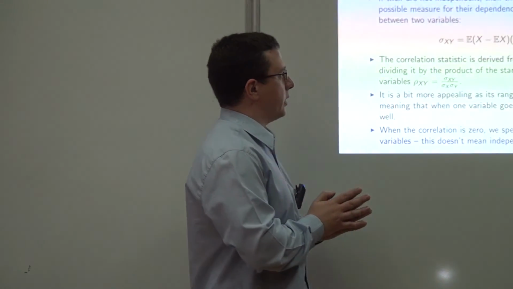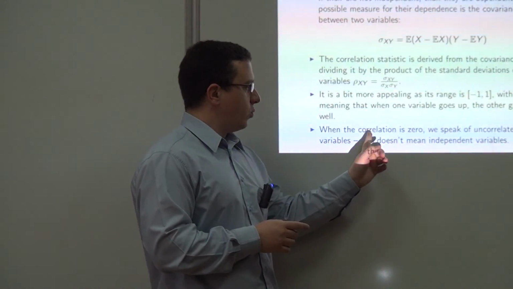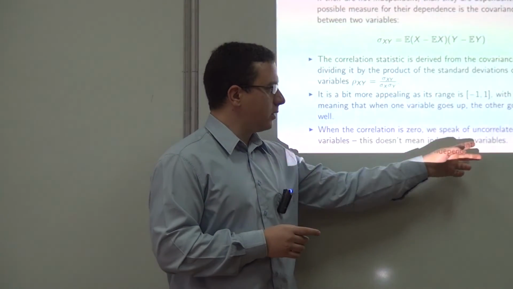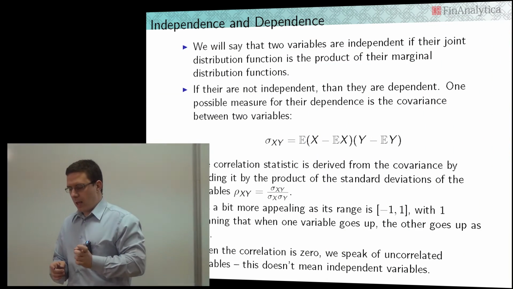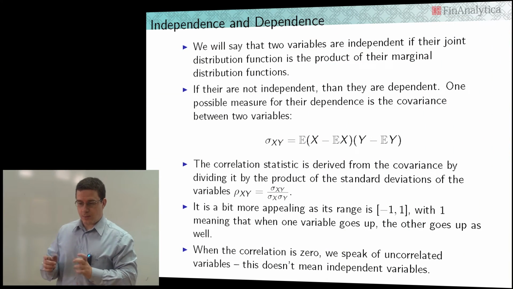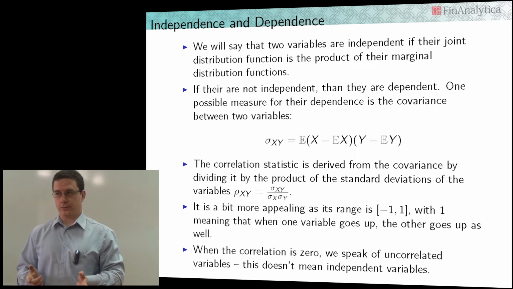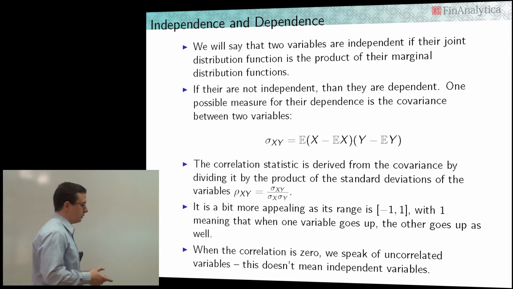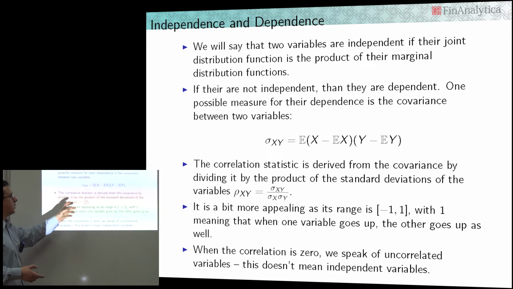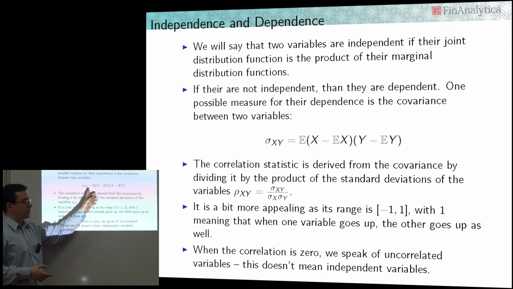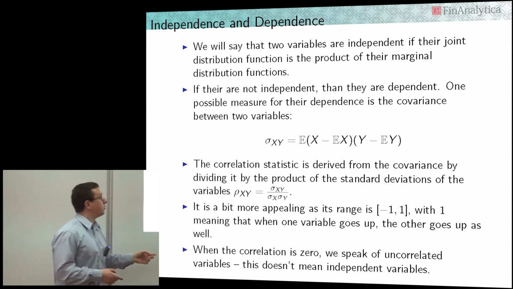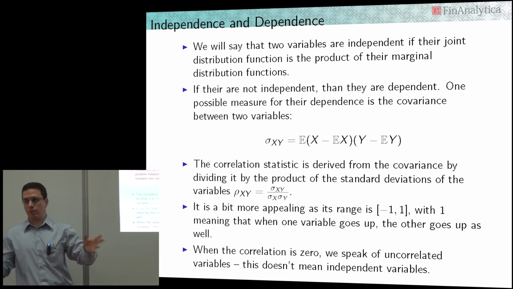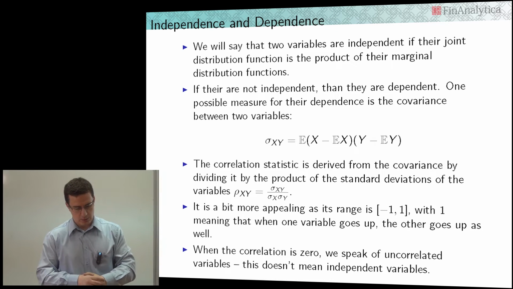Now, a very important note here. When the correlation is 0, we speak of uncorrelated or linearly independent variables. Two variables can be dependent and uncorrelated. So it's a weaker thing to say that two variables are uncorrelated than to say that they're independent. For independence, we need to factor the joint distribution into the marginals and see that this is in fact true, and so on and so forth.